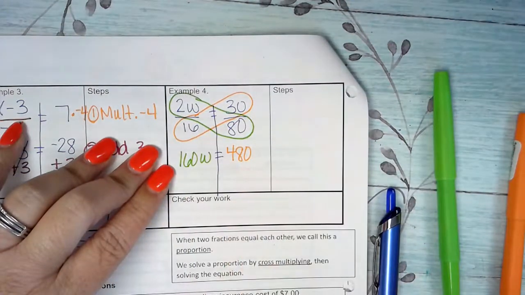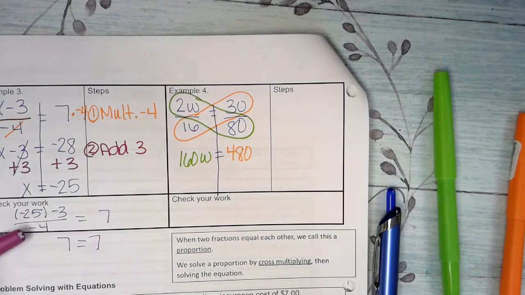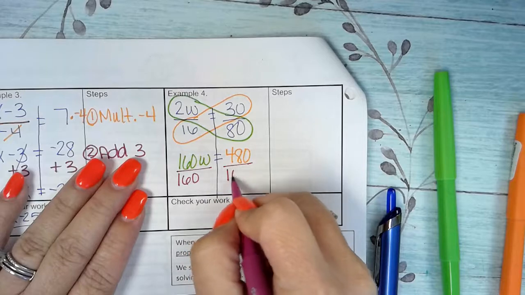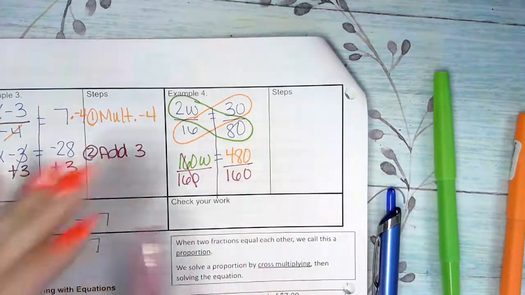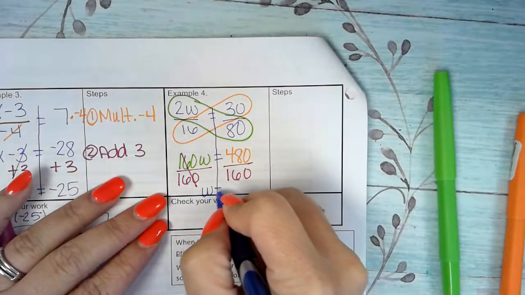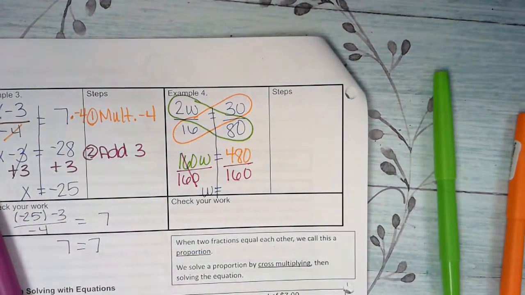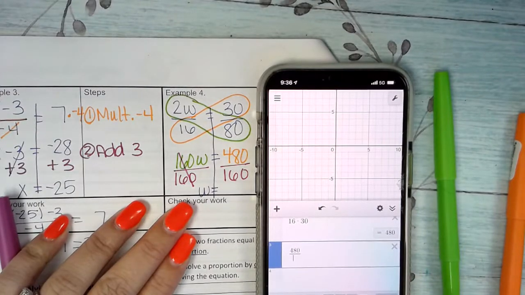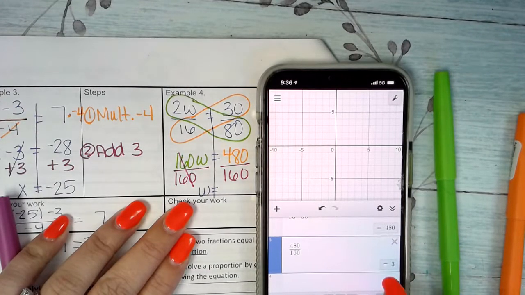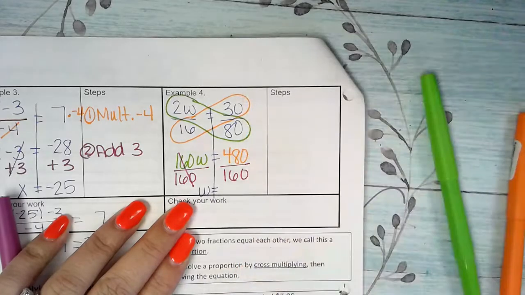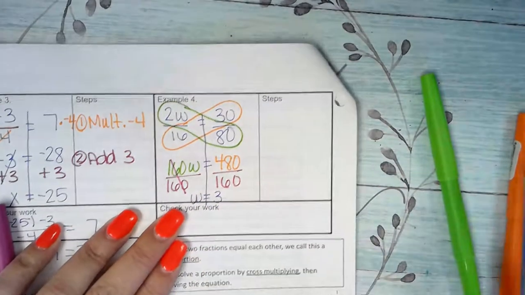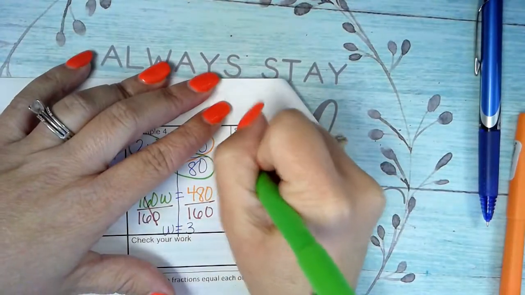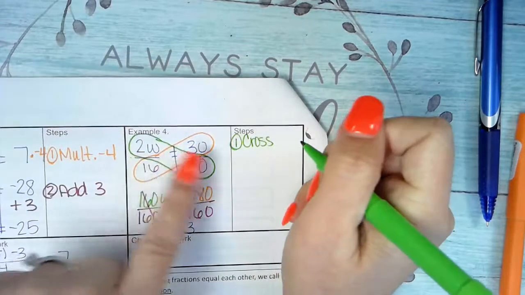Now it's a one-step equation. So in order to get the variable by itself, I'm going to divide by 160 on both sides. When I do that, those cancel. Now I'm left with W is equal to, and then typing in your calculator 480 divided by 160, and that gives you 3. So I know my answer is 3. So the first step that you want to do is cross multiply when you have two fractions.